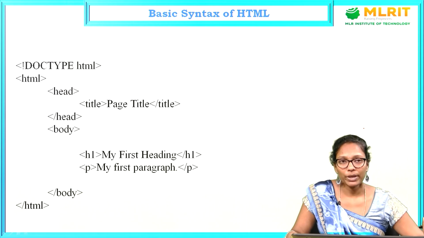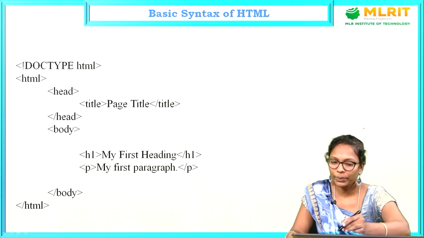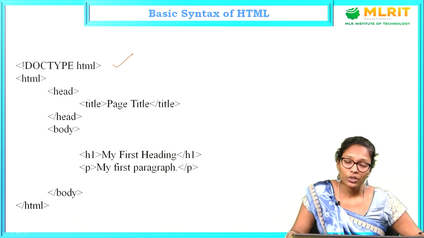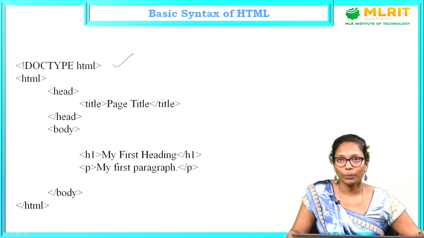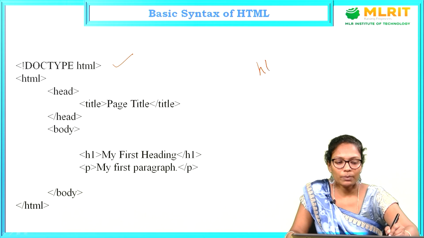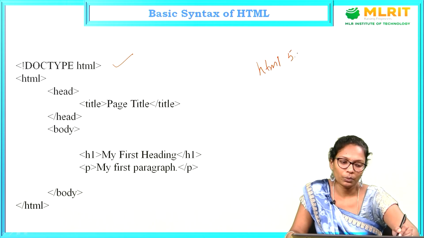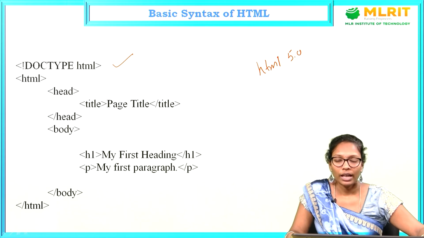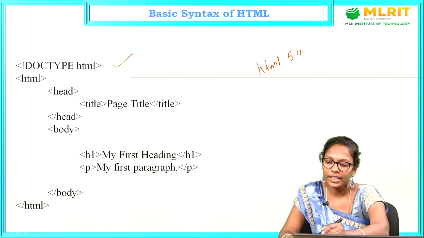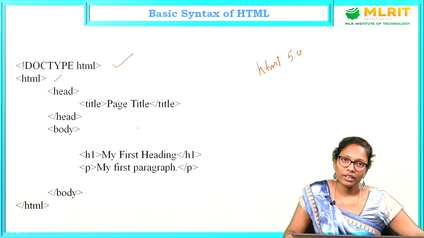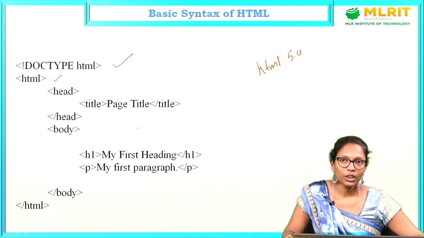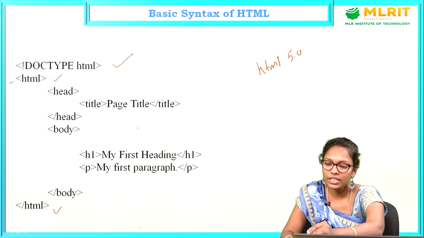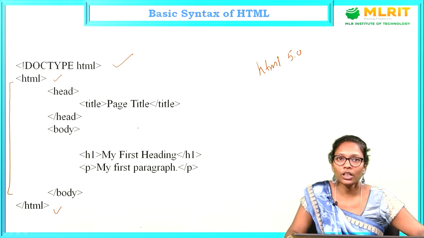So this is the basic syntax of an HTML program. The first line we will write is doctype html. It will indicate the type of the document. Presently you are using HTML 5.0, which will be supported by all types of browsers. And the first tag you are writing is the html tag. For every opening tag, there should be one closing tag. So this is your closing tag. Within these html tags only, you're writing your code.